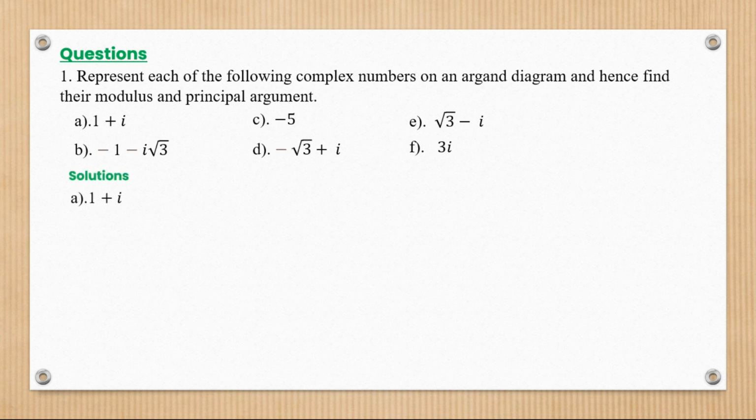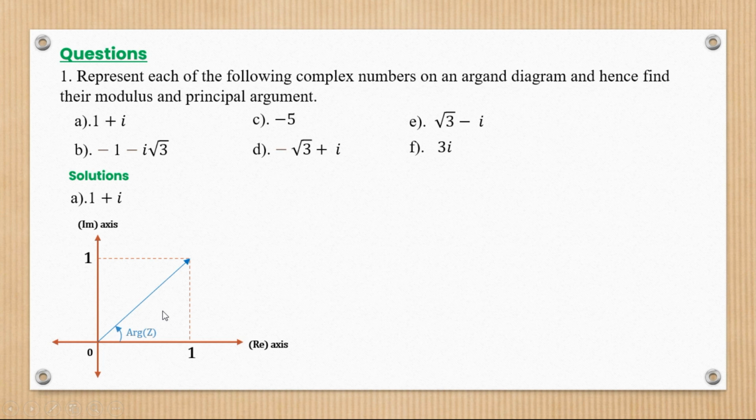So let's look at part A. Part A is 1 plus i, so definitely this has a positive real and a positive imaginary. That means we're dealing with the first quadrant. So we're going to place our complex number in that first quadrant. So here it is in the first quadrant. As you can see, we have a 1 on the imaginary, and we have a 1 on the real. So that's how we have 1, 1.